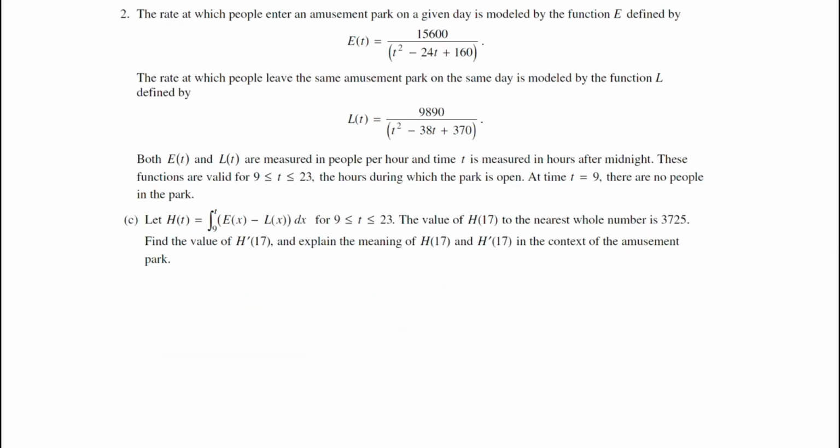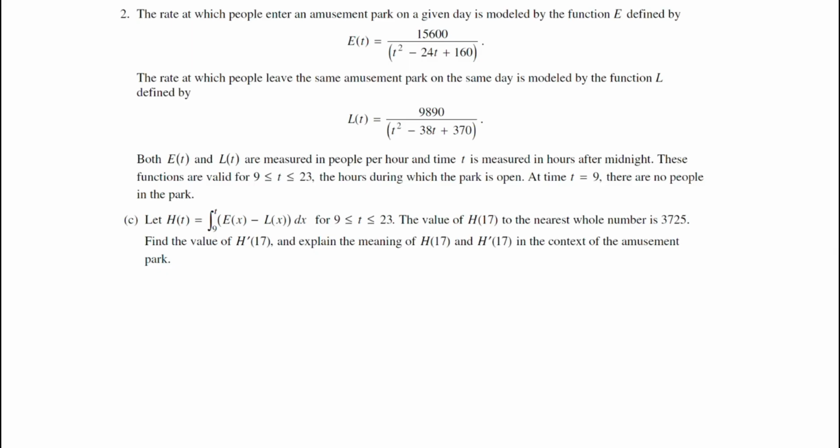In part C, they said, let h of t be the integral from 9 to t of E minus L on 9 to 23. And it tells us that the value of h of 17 to the nearest whole number is 3,725. And they want us to find the value of h prime of 17 and then explain what the meaning of it is in context of the amusement park. And so of both h of 17 and h prime of 17.